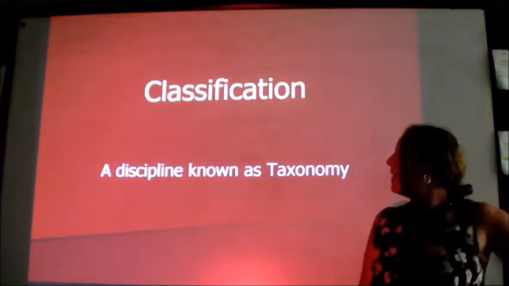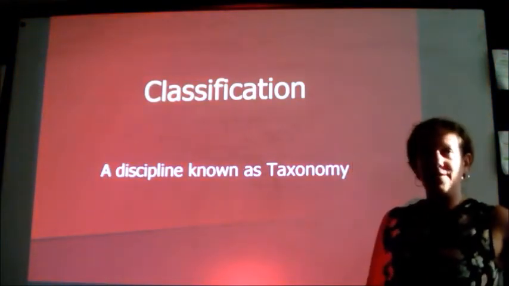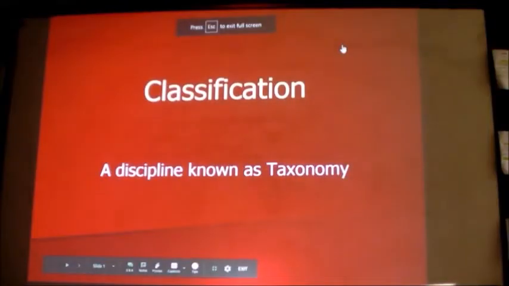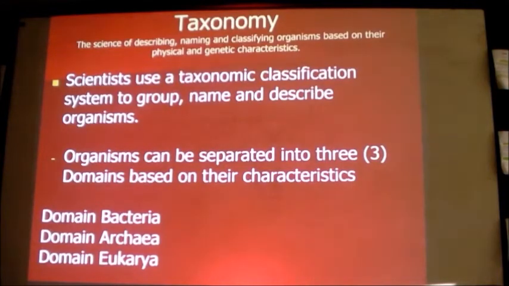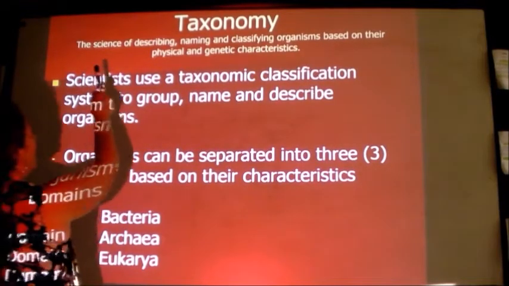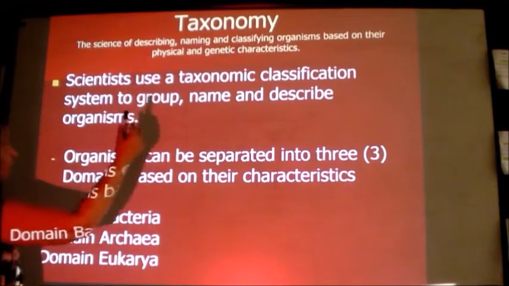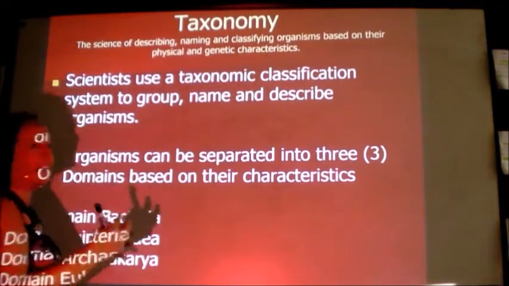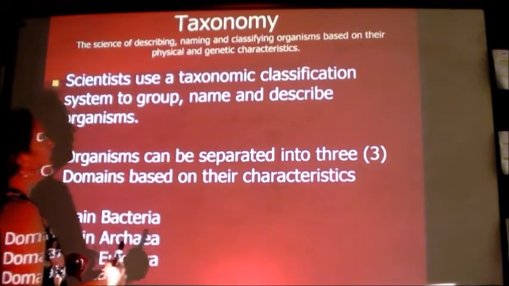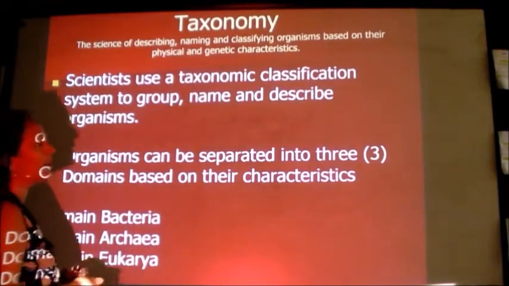Hi guys. This is the unit on classification. Classification is a scientific discipline known as taxonomy. And taxonomy is the science of describing an organism, naming it, and then classifying it. So grouping them together based on their characteristics, both physical and genetic.